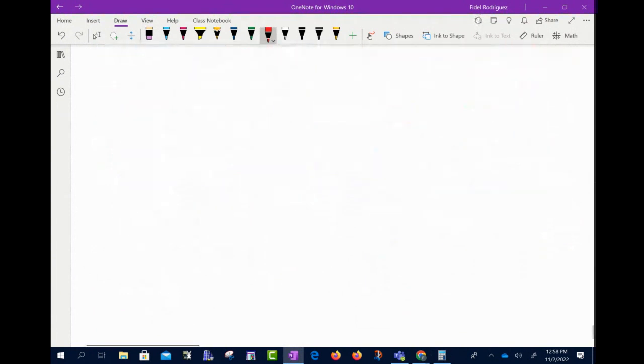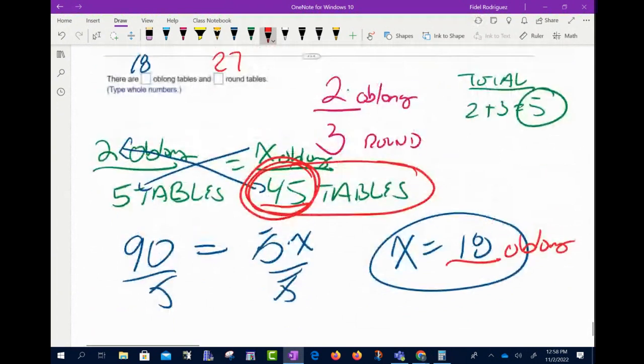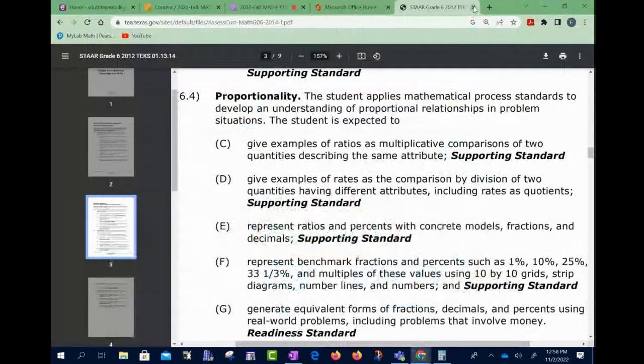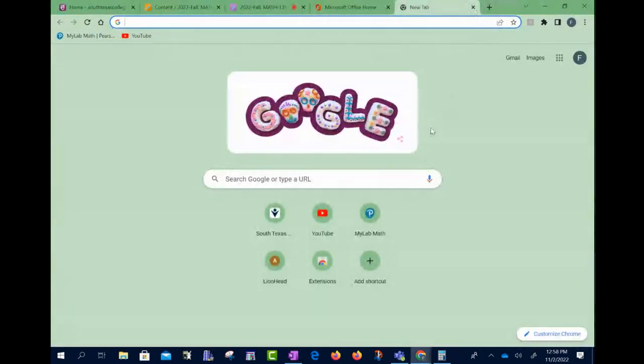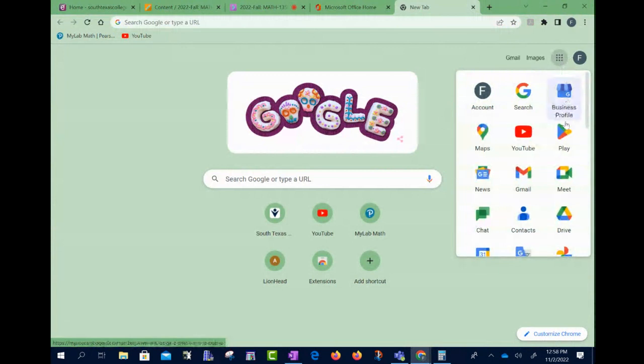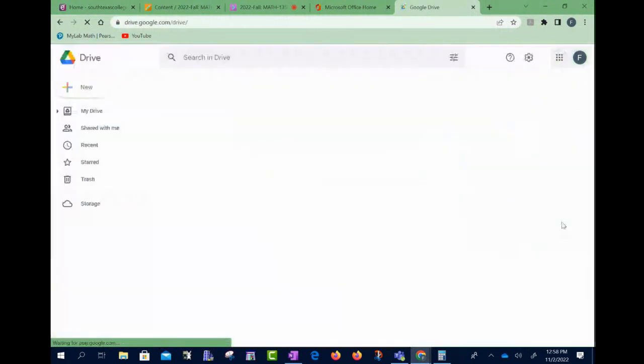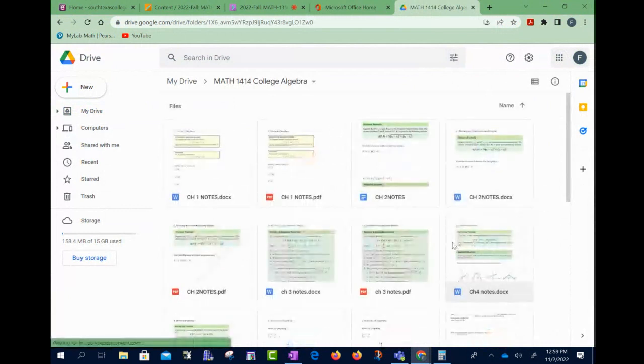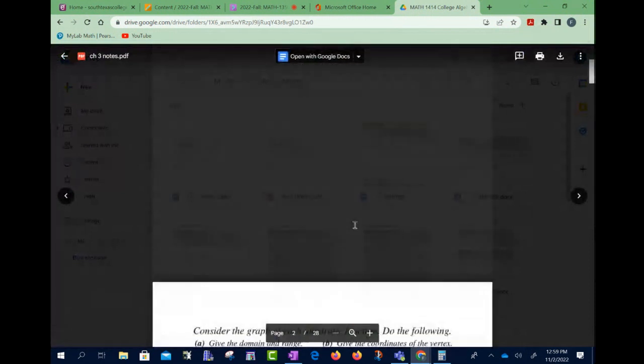This is 6.4. Yeah, 6.4. Okay, look, guys, that right there seems to be the end of 6.4. And again, I just want to show you guys something. I'm going to come back over here, go to my drive here. I do this in my college algebra class, and I think it's here in chapter 3. I'm going to try to open this guy up.